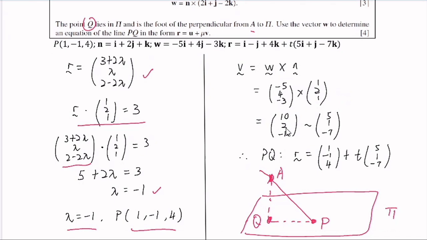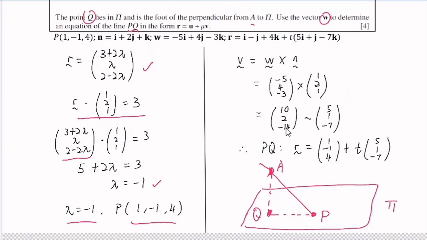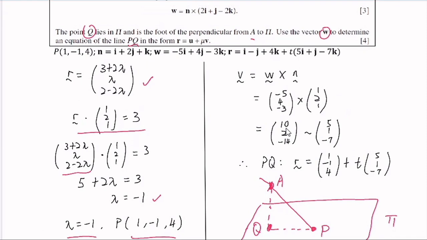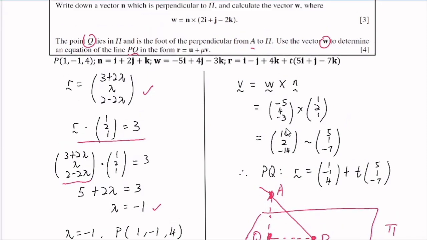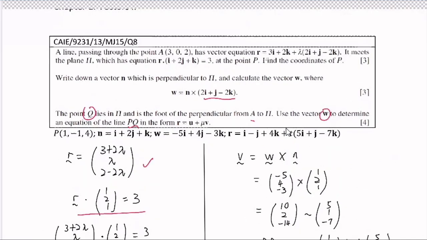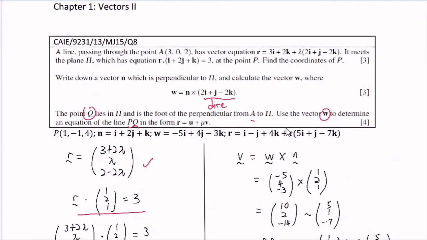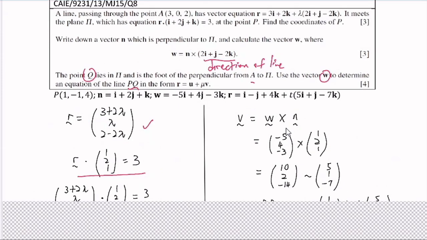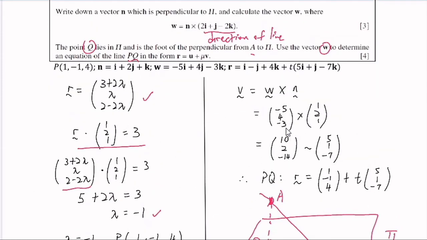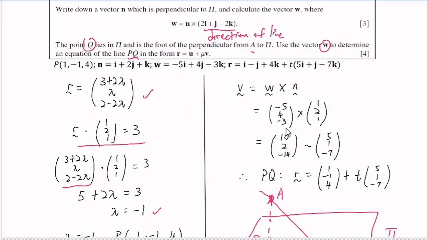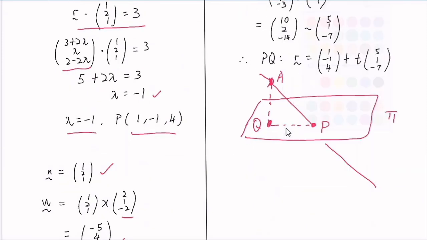What we need to do in this case is use vector w to determine the equation of the line PQ in this form. What was the reason they asked us to do the thing just now, w being n cross (2, 1, -2)? We can notice that this is the direction of the line. I'll just roughly show you.